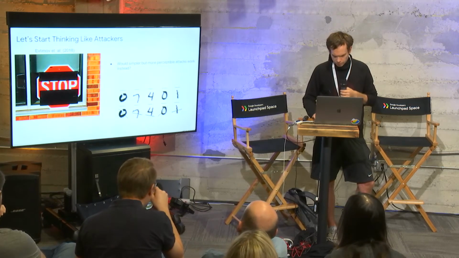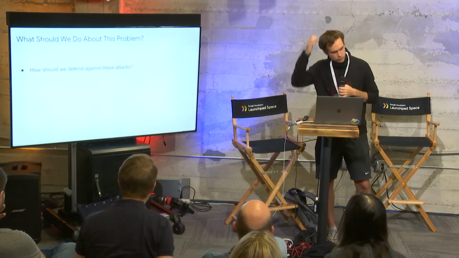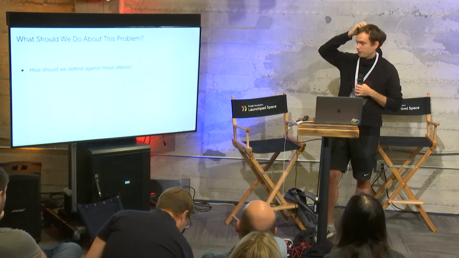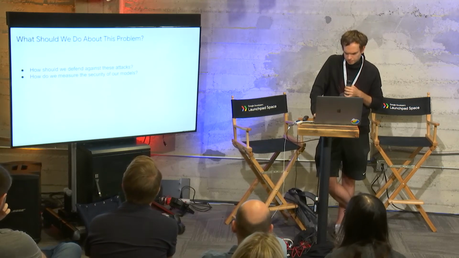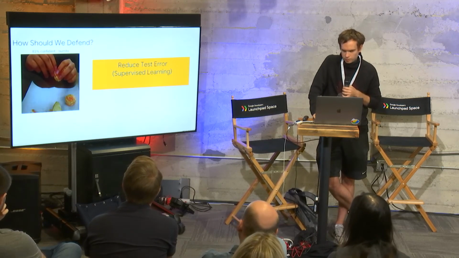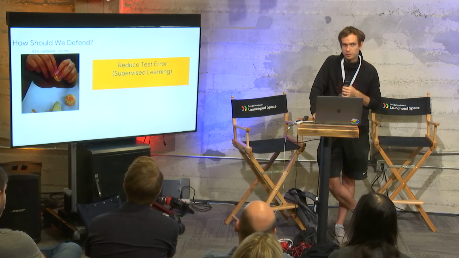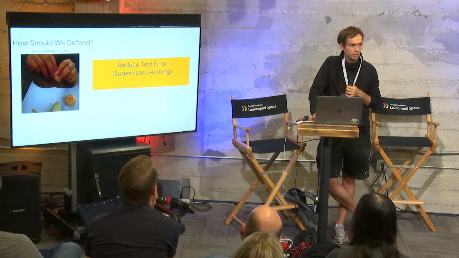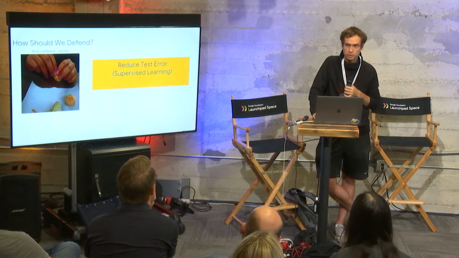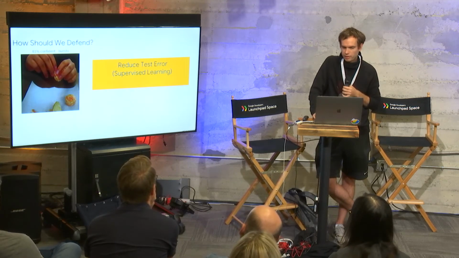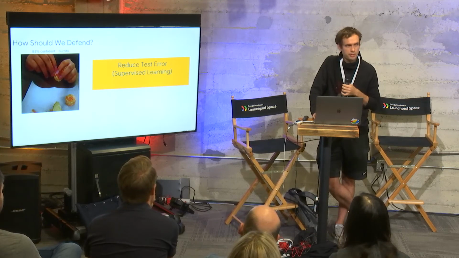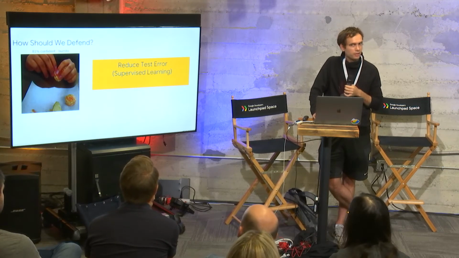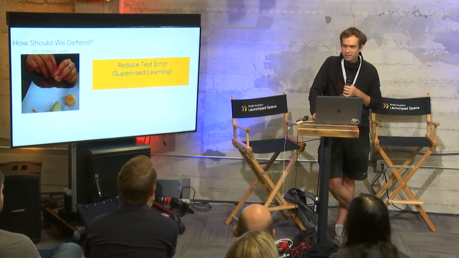Okay, so what should we do about this problem? How do we defend against these attacks? How do we measure the security of our models? In terms of defense, I think all of machine learning is trying to fix this problem. We're all trying to make our models better. We're all trying to reduce test error. And if we want models that don't classify paper towels as burritos, I don't really know what to do other than make the model better.